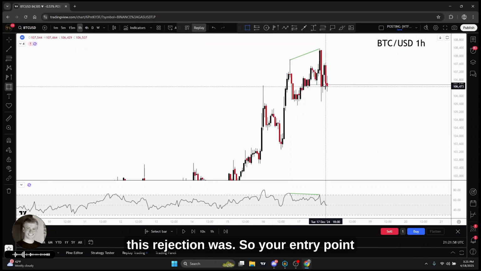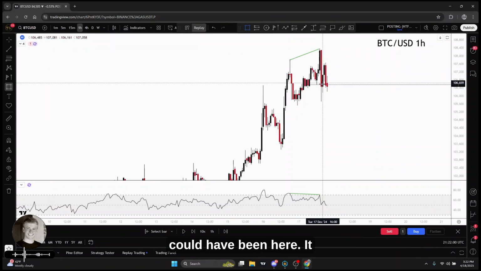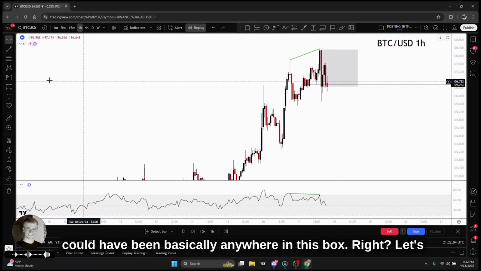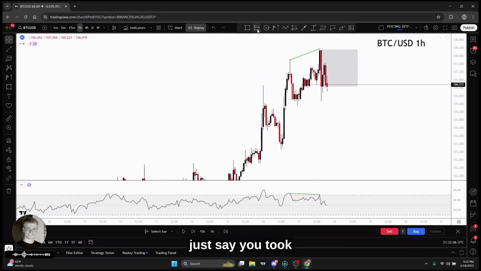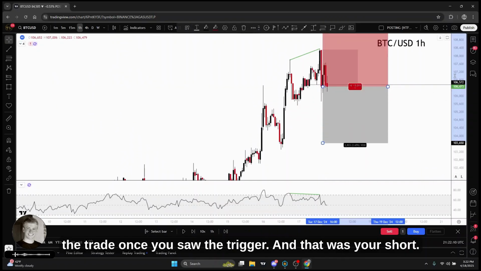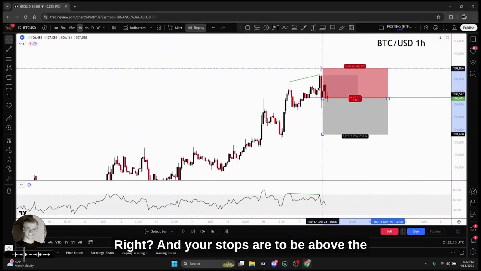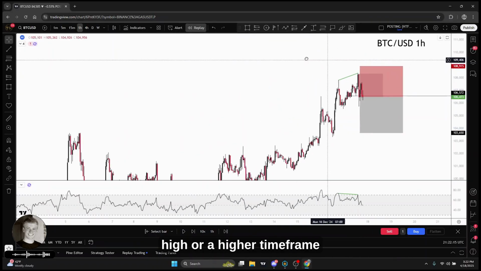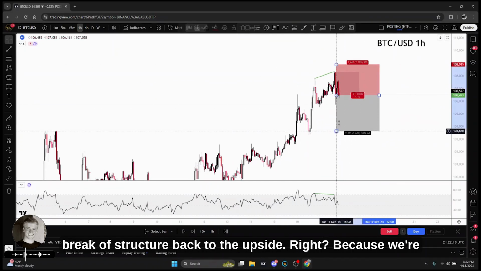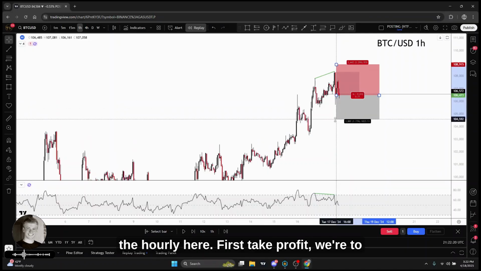So your entry point could have been here. It could have been basically anywhere in this box, right? But let's just say you took the trade once you saw the trigger, and that was your short, right? And your stops are going to be above the high or a higher time frame break of structure back to the upside, right? Because we're on the hourly here.